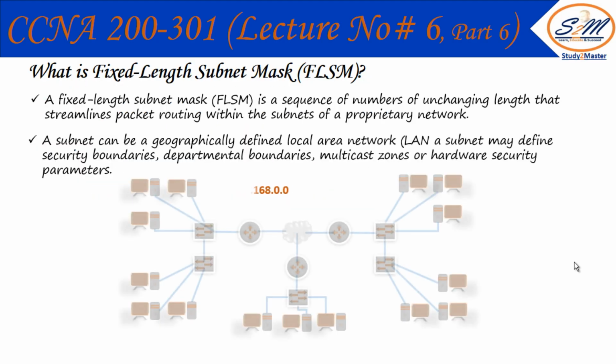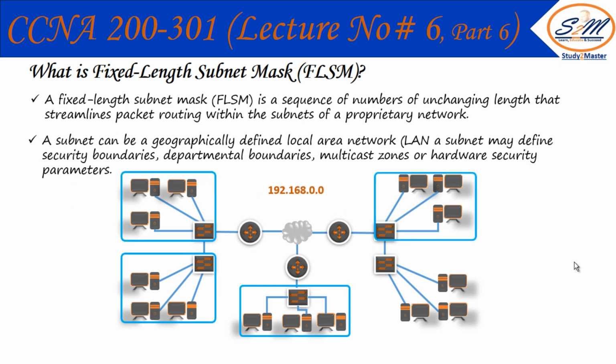A fixed-length subnet mask, FLSM, is a sequence of numbers of unchanging length that streamlines packet routing with the subnets of appropriate networks. A subnet can be a geographically defined local area network, or LAN. A subnet may define security boundaries, departmental boundaries, multicast zones, or hardware security parameters. Once a packet has arrived at the organization's main gateway, it is routed using network numbers. That packet is routed to its destinations using subnet numbers.